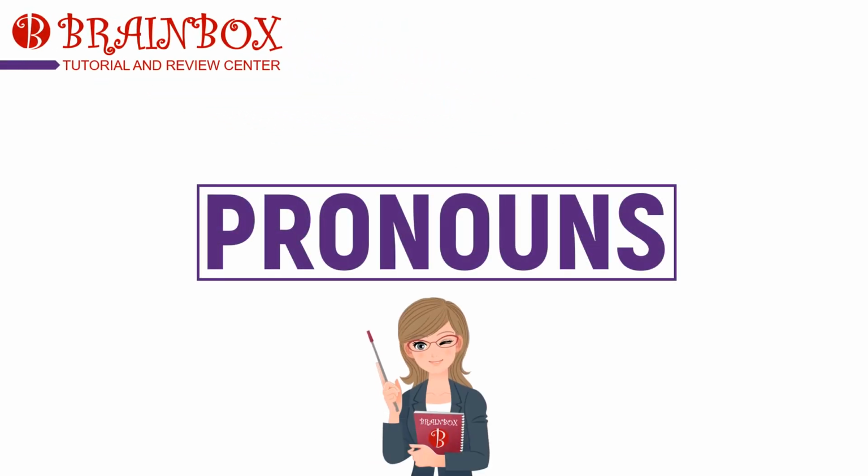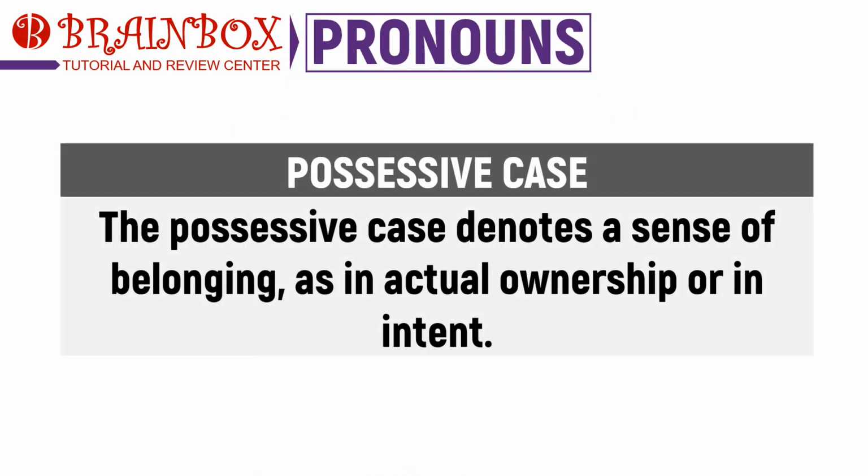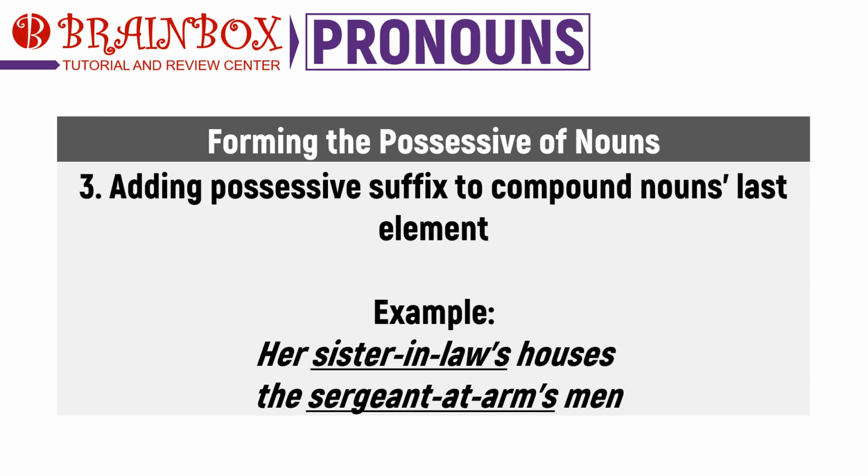We have learned in our previous videos that the possessive case of nouns and pronouns shows ownership or possession of an object. To begin with, let's first discuss the possessive forms of nouns. For singular nouns and plural nouns that do not end in s, the possessive case is formed by adding apostrophe s. For plural nouns ending in s, only the apostrophe is added to the word. In compound nouns, an apostrophe s is added to the last word.